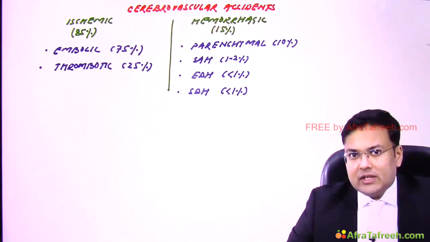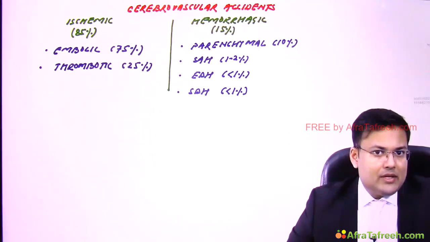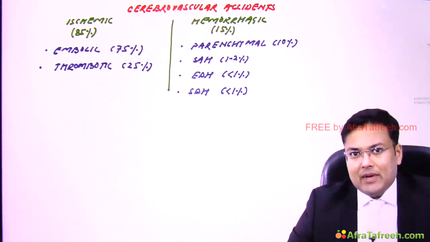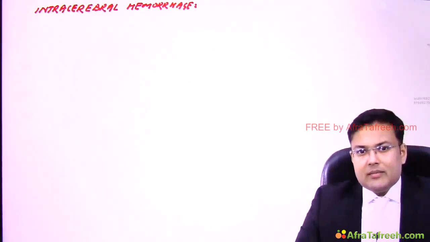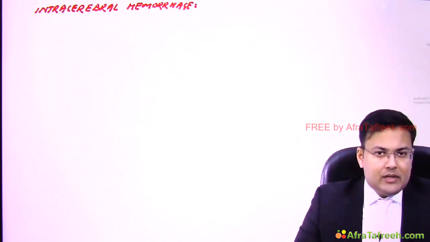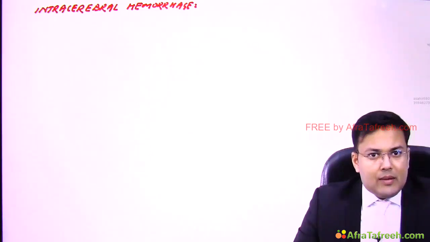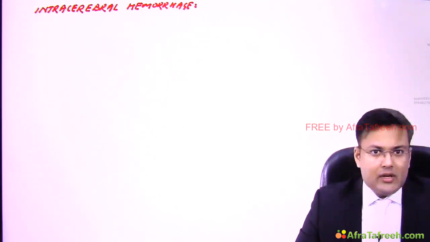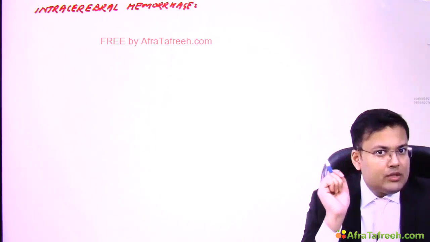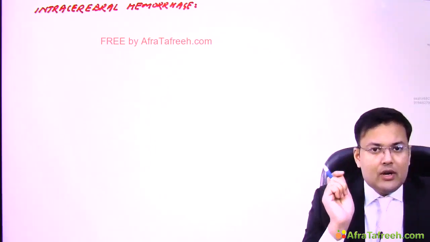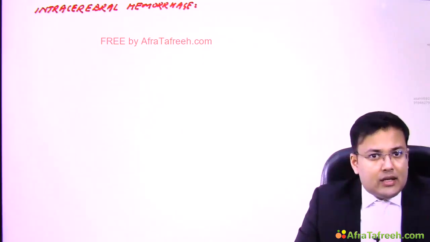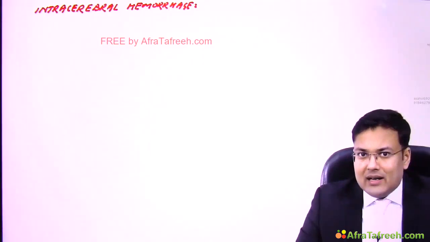First we are going to discuss intracerebral hemorrhage, also known as parenchymal hemorrhage. It's the most common type of intracranial hemorrhage. And what is the most common cause? You must be knowing that it is hypertension. Because of hypertension, there is rupture of small arteries and arterioles.